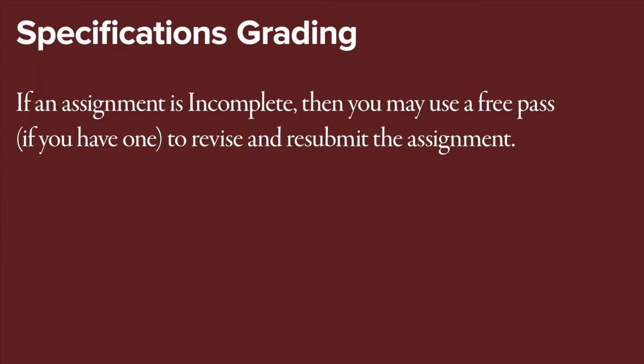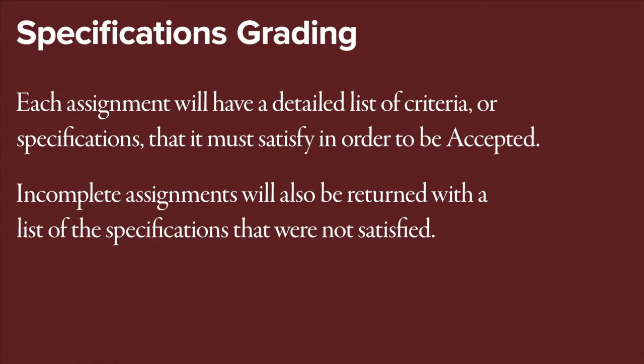Now, if your assignment is incomplete, you can use a free pass to revise and resubmit it. So there's your safety net. If something goes wrong, your assignment's not up to spec and it's incomplete, that's not failure, that's incomplete. And if you have a free pass, you can revise and resubmit it. Now, here's the nice thing. Each assignment will have a detailed list of specifications, a list of requirements of what you need to do in that assignment in order for it to be accepted. And so you can check that list as you're doing the work, making sure you're doing all the things on that list. And there you go.